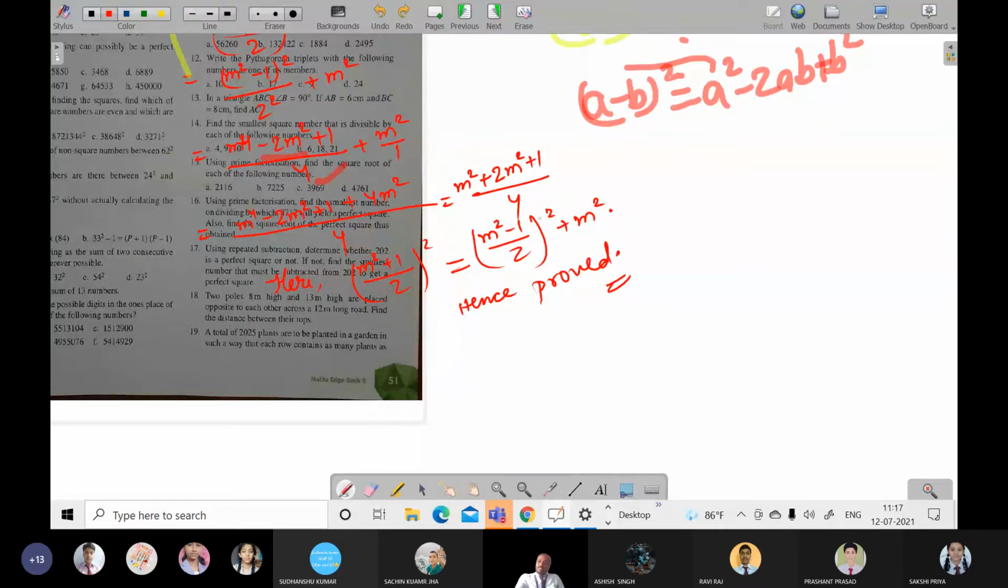And then it came the same, that is m raised to the power 4 plus 2m square plus 1 by 4, which was in the LHS. So hence you can write, (m square plus 1 by 2) whole square is equal to (m square minus 1 by 2) whole square plus m square. Proved.